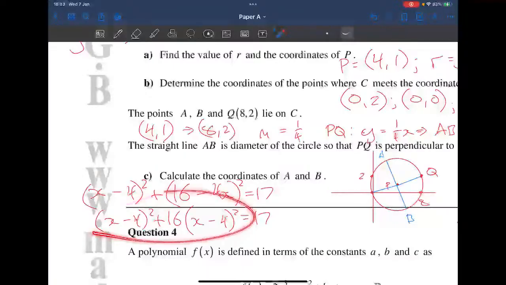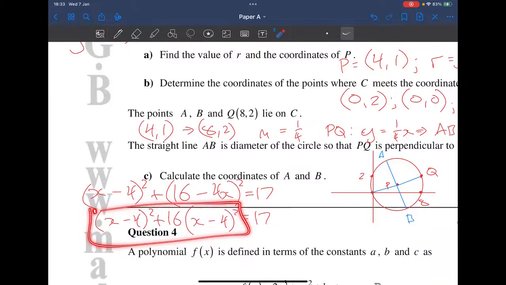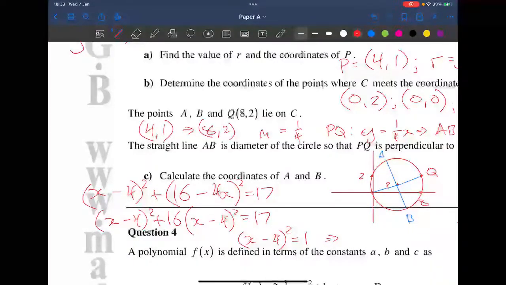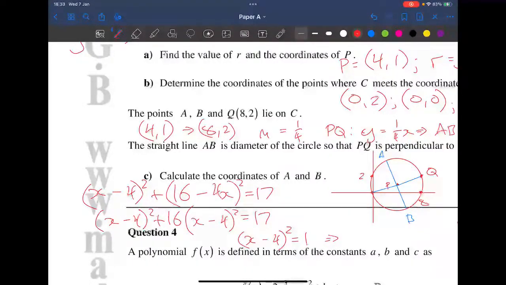So how many on this side do we have altogether? Well, 1 and 16 makes 17. So this left-hand side is 17 lots of x minus 4 all squared. We can divide that then with this 17. So this ends up being x minus 4 squared is just equal to 1. So solving that, this is basically completed square form. So let's square root. We'll get x minus 4 is plus or minus 1, and then add the 4 over. So x is 4 plus or minus 1, which is equal to 3 and 5.